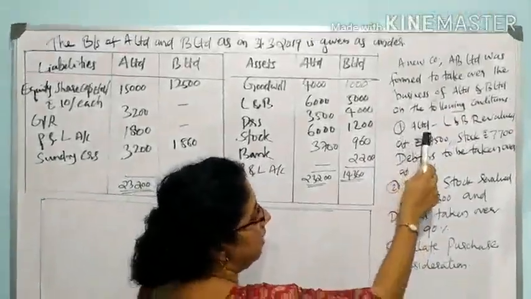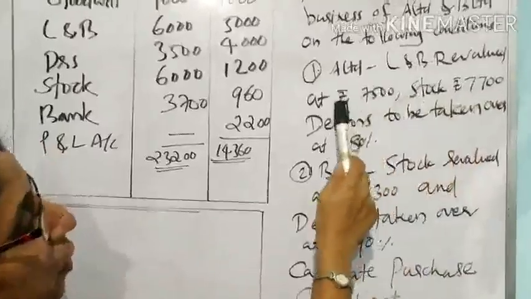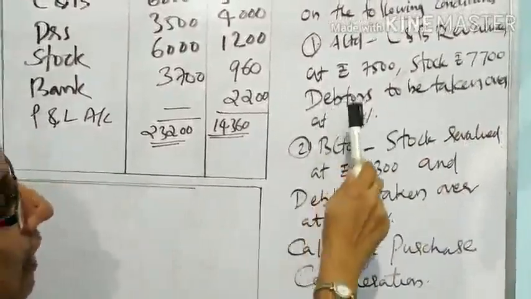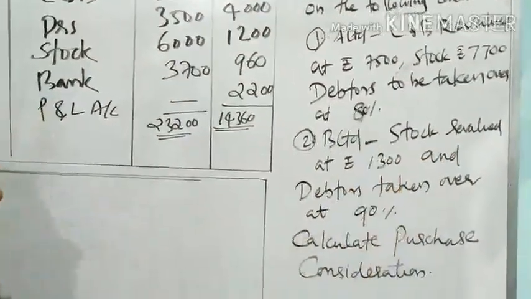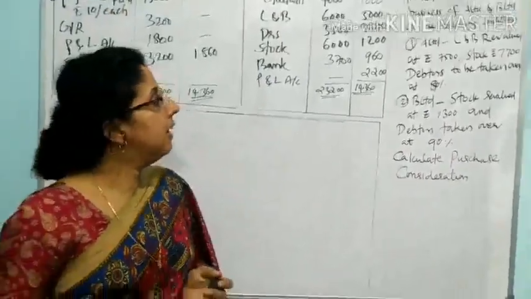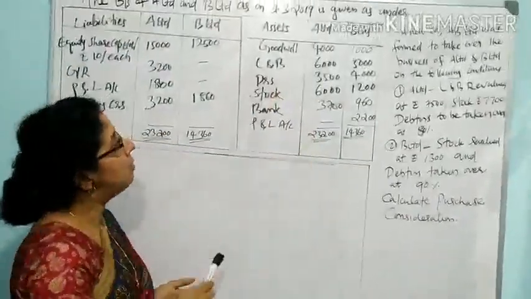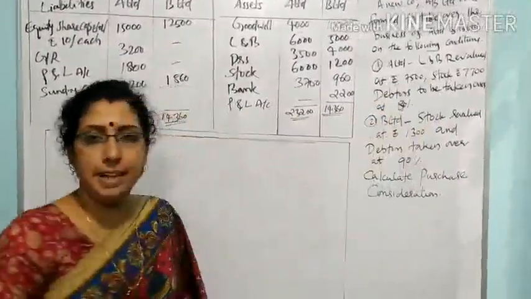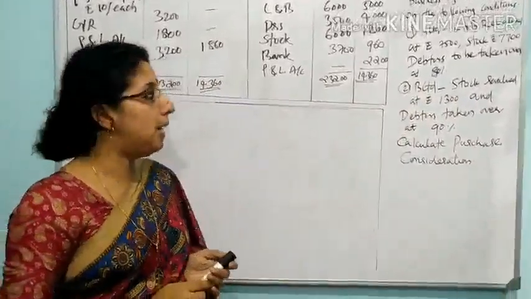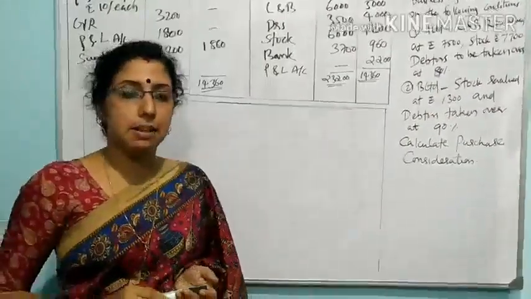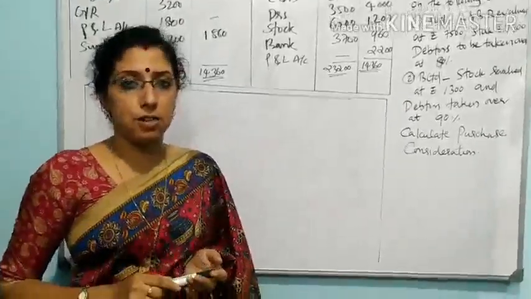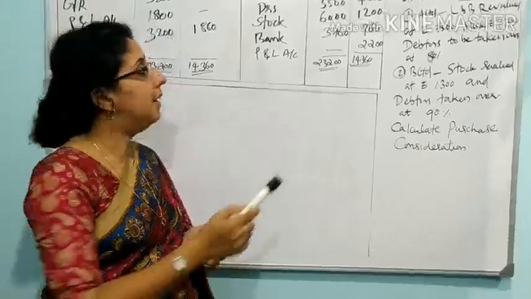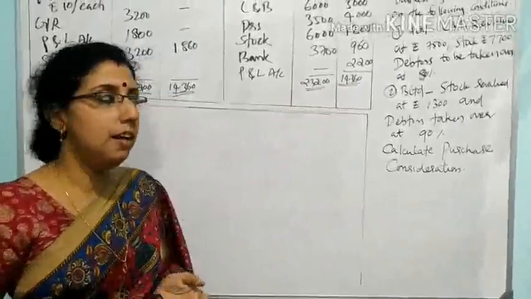First one, A Limited. Land and building revalued at rupees 7,500. Stock rupees 7,700. Debtors to be taken over at 80%. See, in this question, we are given the book values of assets. Here, for A Limited, land and building, stock and debtors, these three items are revalued. So, we know that in the net asset method, we should consider the agreed values, not the book values. If there are no agreed values given in your question, we can take the book values. Otherwise, we should take the agreed values.